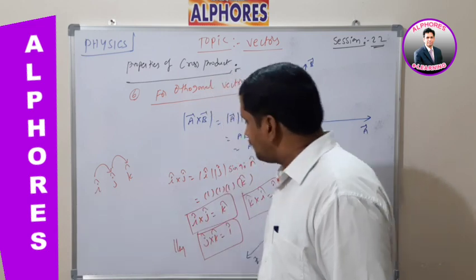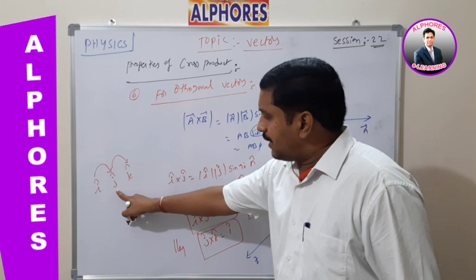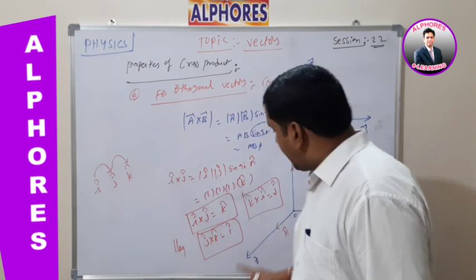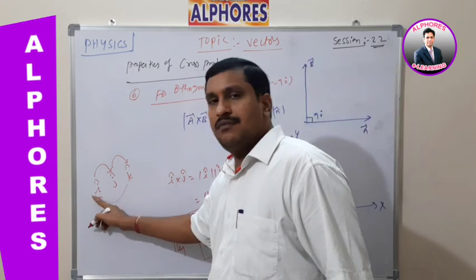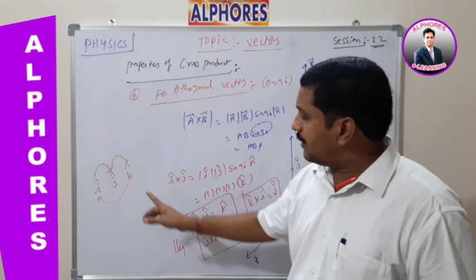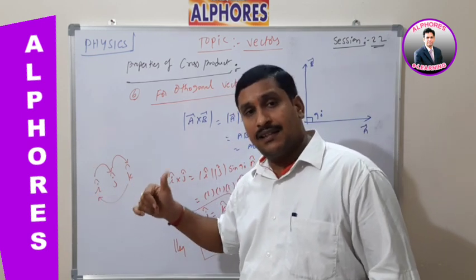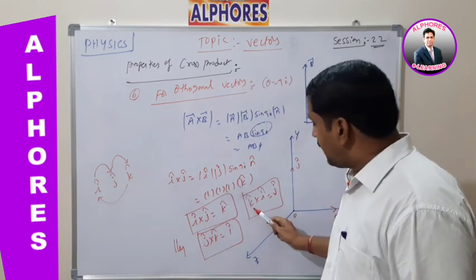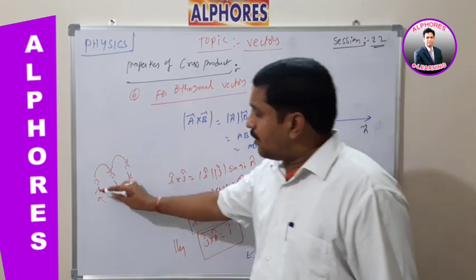Now again, this is j cap cross k cap. j cap cross k cap is equal to what is the resultant vector here? i cap. Finally, again here I am taking k cap cross i cap. That means the fingers placed along the z direction are rotating towards the x-axis. Then what is the final resultant? The thumb represents j cap. Means here k cap cross i cap is equal to j cap. So this is one condition.